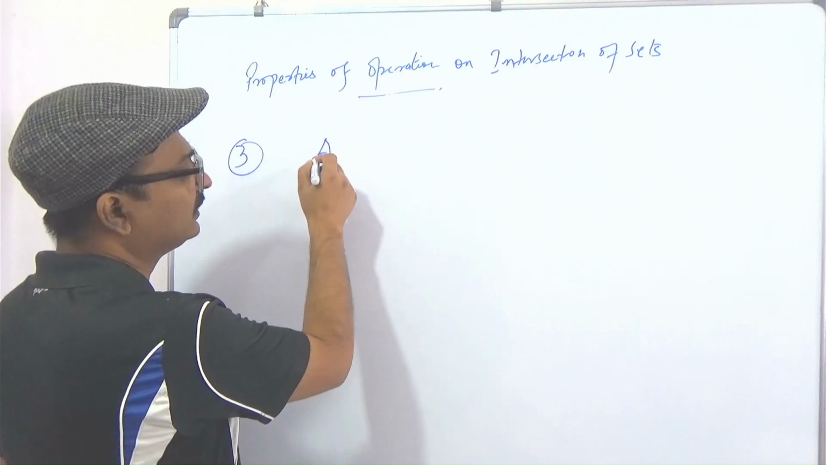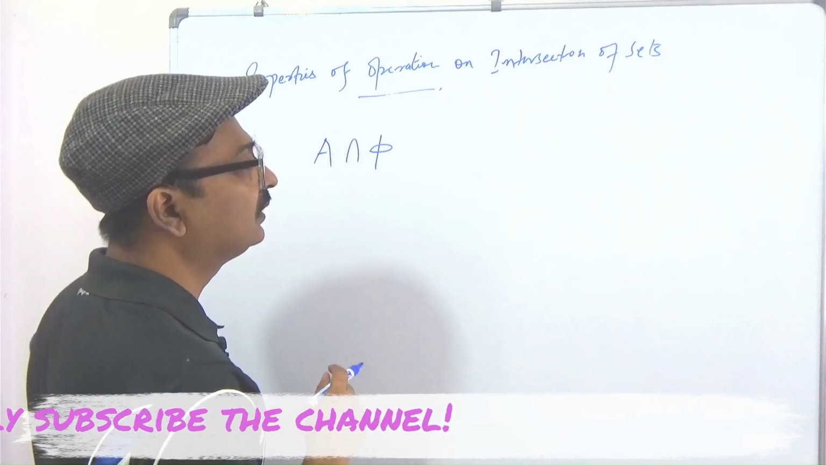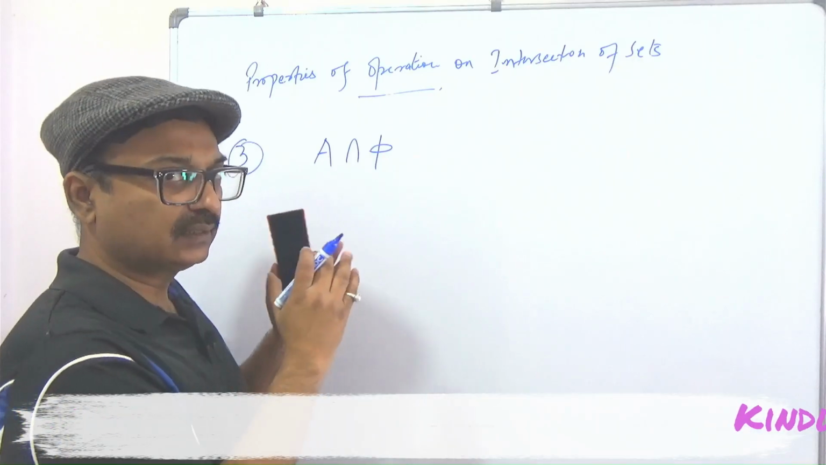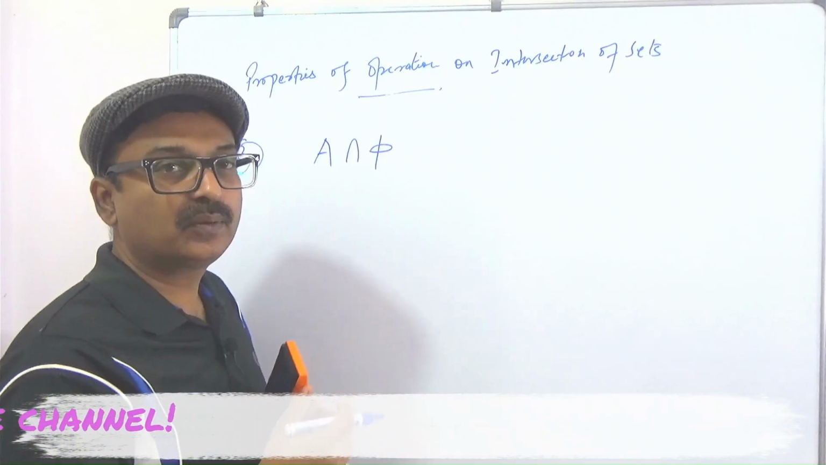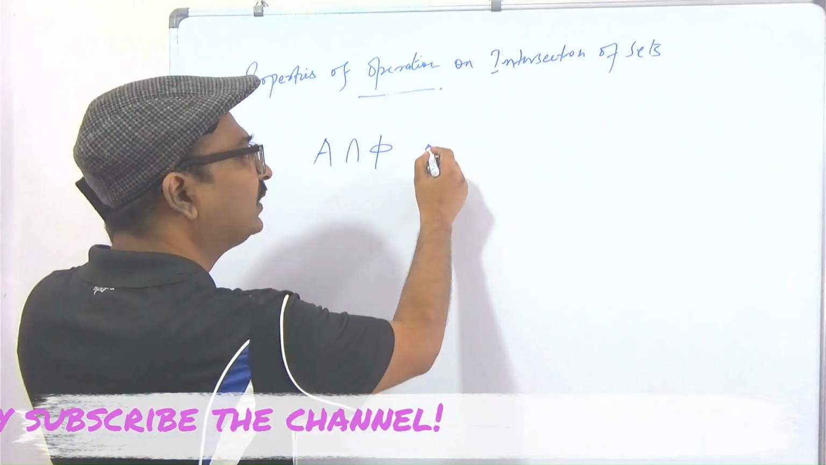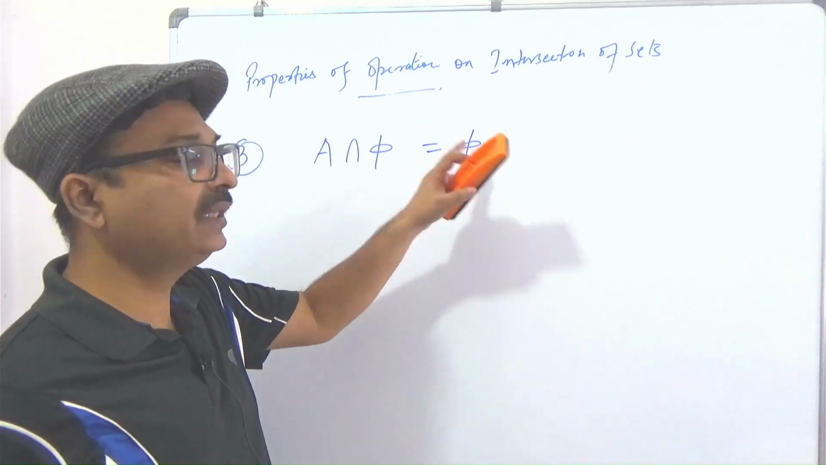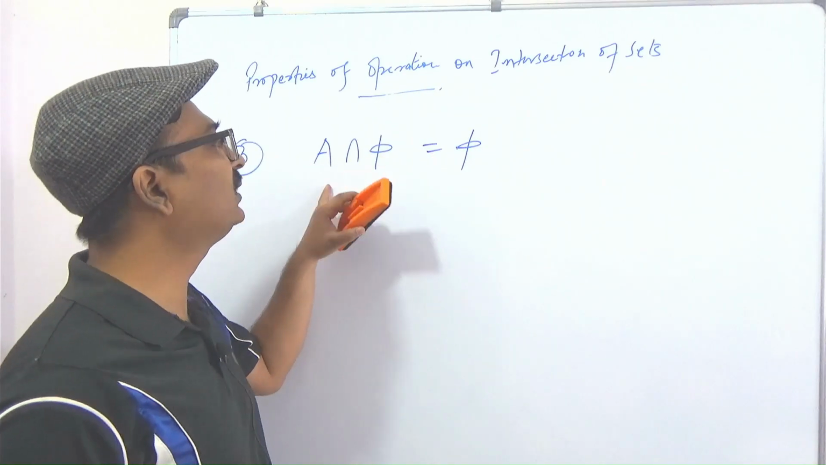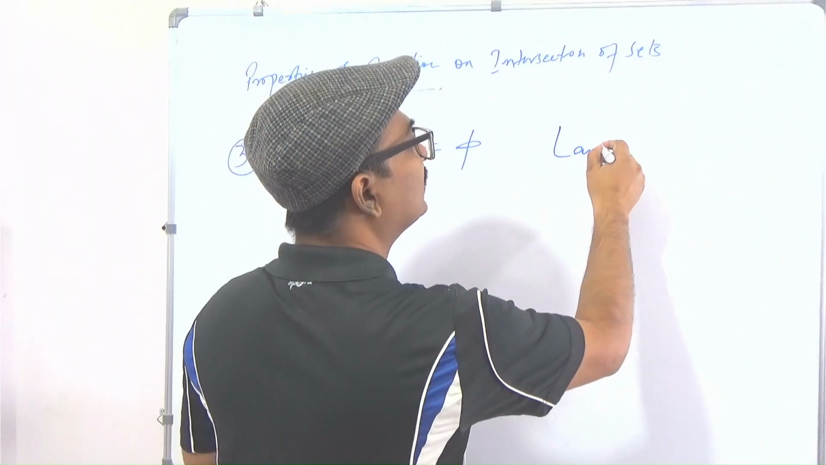Third property is, say if we have a set A intersection phi, that is empty set. We have A, there are some elements in it, and phi is empty. What elements will be common in both? It has no elements. So this is phi, an empty set. A intersection phi will be an empty set because no element is common between these two. This is called law of phi.